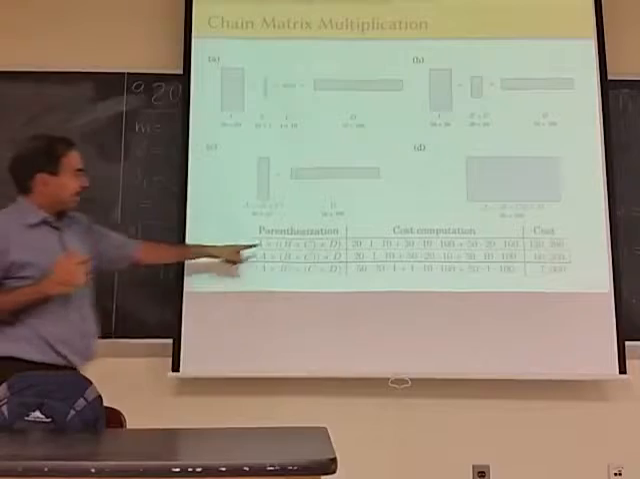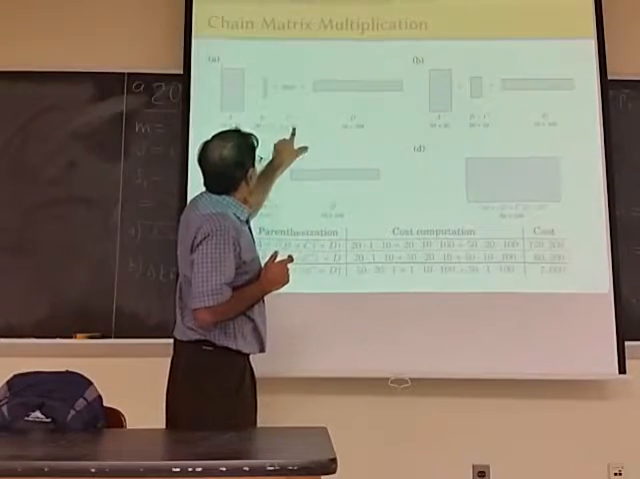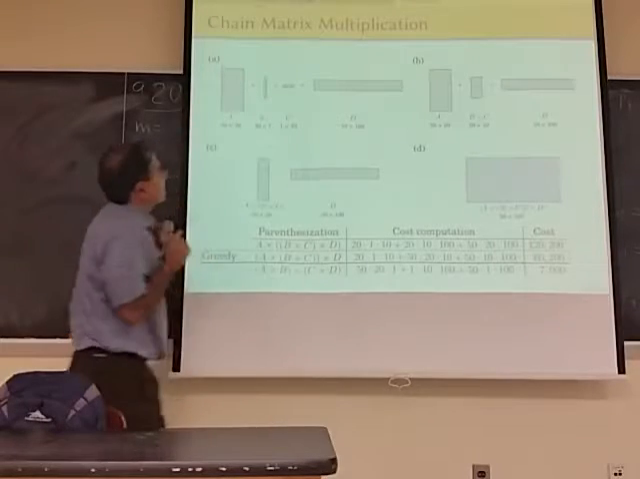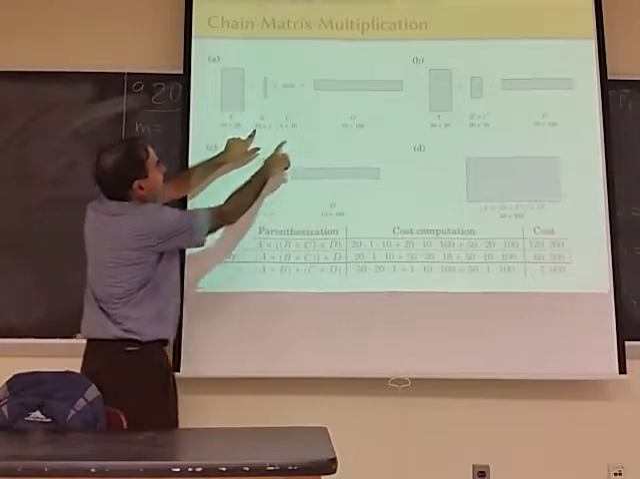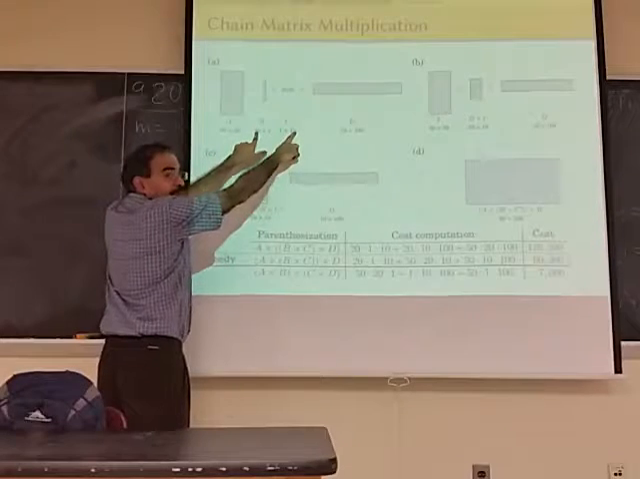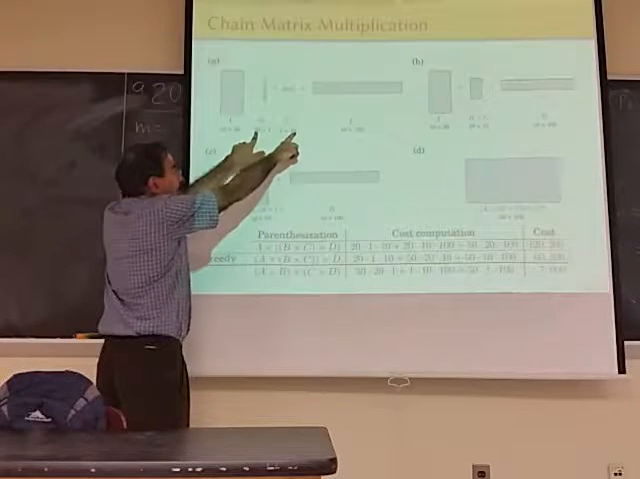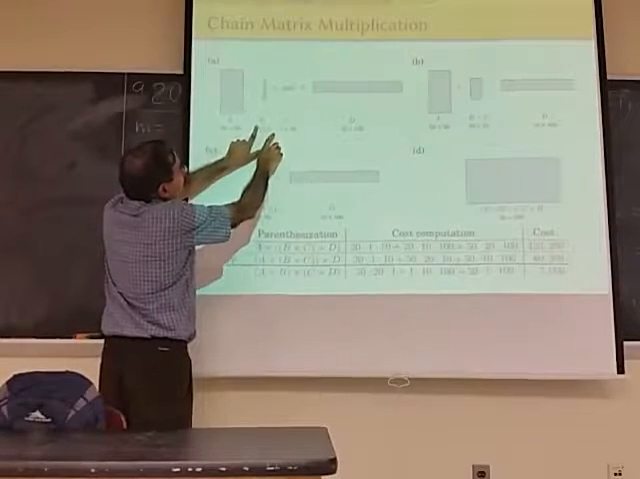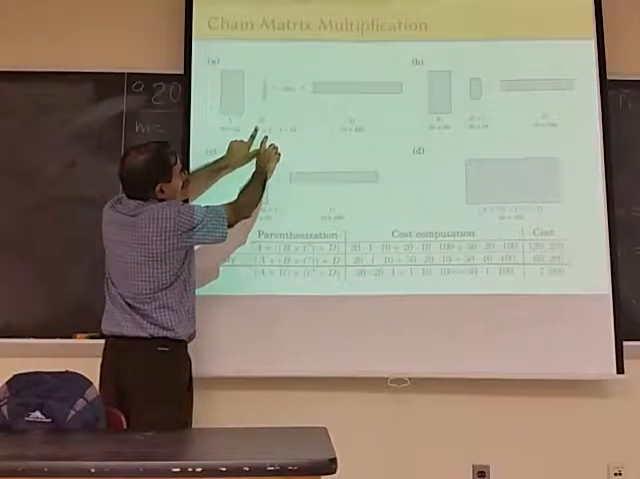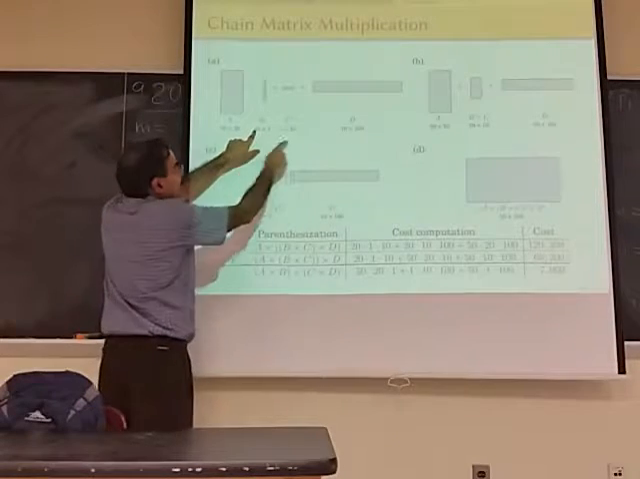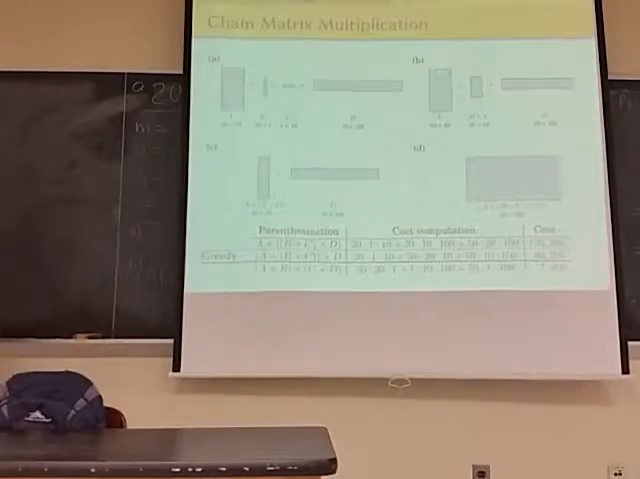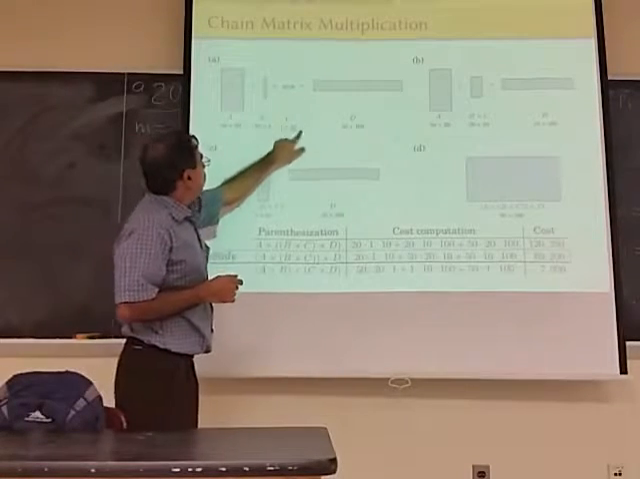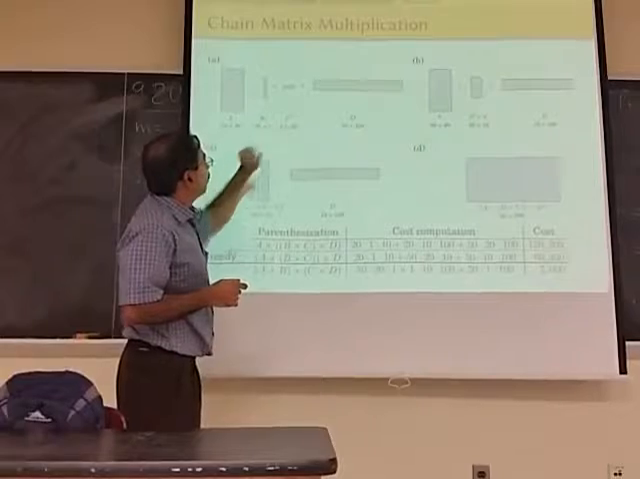And so B times C multiplication takes 20 times 1 times 10, 200, right? Now, when you are done with this, the resulting matrix has the size 20 times 10. Again, that's something that holds in matrix multiplication. When you do this, the number of rows of the resulting matrix will be the number of rows in the first matrix, and the number of columns in the resulting matrix will be the number of columns in the second matrix. Right? So you are left with a matrix of size 20 by 10.